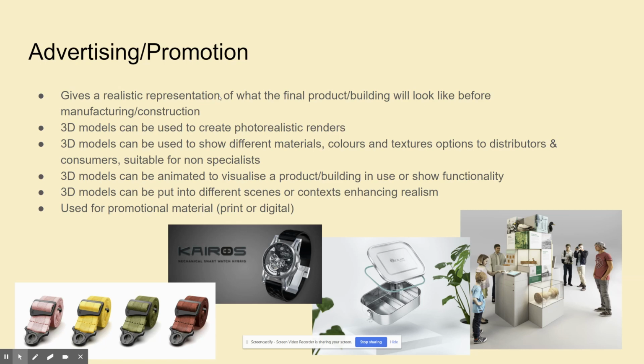But the main advantages we'd be looking at there are things like giving a realistic representation of what the final product, or maybe building, depending on the question context, would look like before manufacturing or constructing it. We can use 3D models to make photorealistic renders, and those can be used to show, for example, different materials, colors, textures, options to distributors, consumers, and other non-specialists. It may be in the case of a building that you would use your model for planning consent to create these renderings, because your planning officers might want to see the appearance of the building and check it's in keeping with other surrounding buildings. So being able to see materials and all that sort of stuff is really useful there.